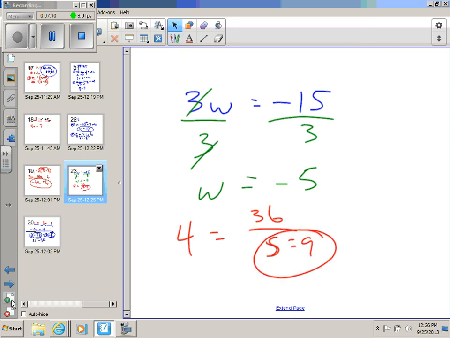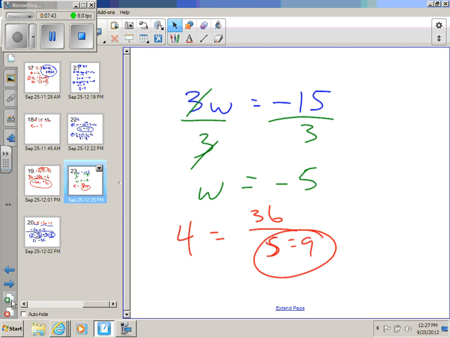Come in. Turn to page 87. Practice and problem solving. Numbers 8 through 11, the difference of x and 8 is negative 4. So what we need to do is put that into an equation. Any suggestions? Chris?